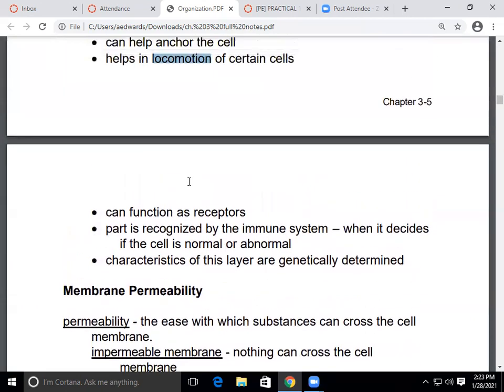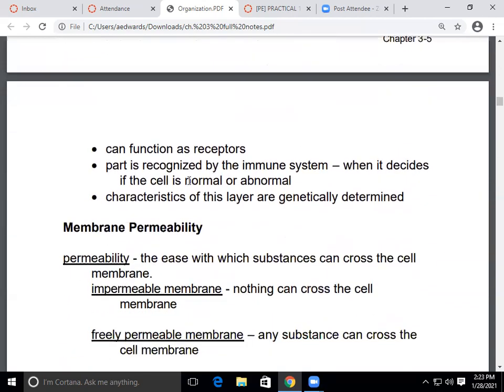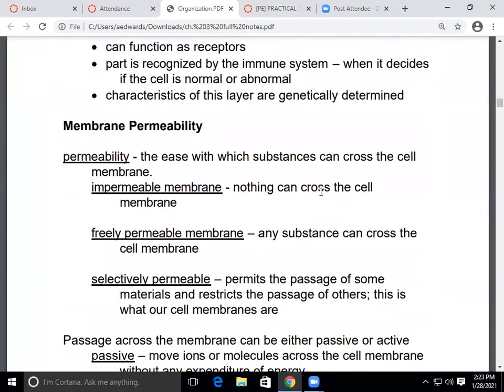Characteristics of the glycocalyx are genetically determined. So there's some genetic role in terms of regulation here, and that comes from your DNA. So at least that, while this is carbohydrate, it does have some impact on what's happening with the glycocalyx.